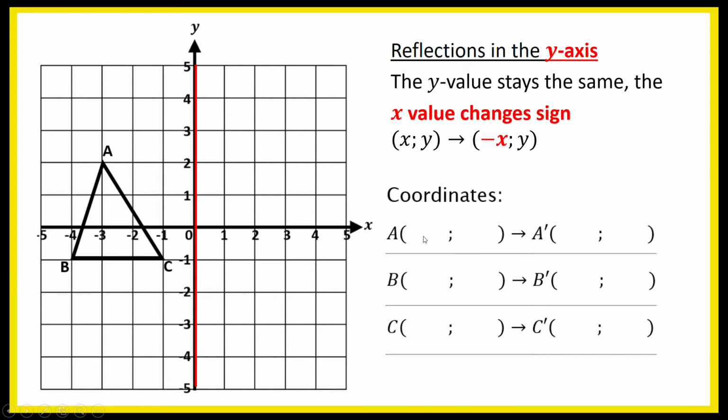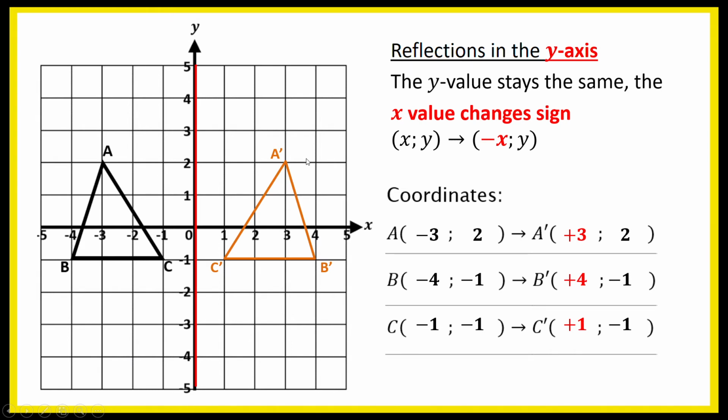My original coordinates are here. I'm not going to go through that, but you can see how I found them. My x values are changing signs. It was -3, now it's going to become +3. It was -4, now it's going to become +4. And it was -1, so it will become +1. Nothing has changed with my y coordinates, only the x coordinates change sign. If I now plot that, 3, 2, if I start at 0, go across to 3, up to 2, that's where the new A, or A dash, is going to be, and so forth.